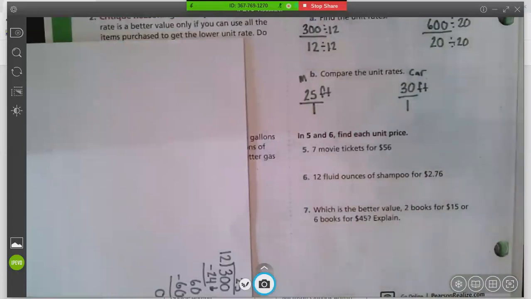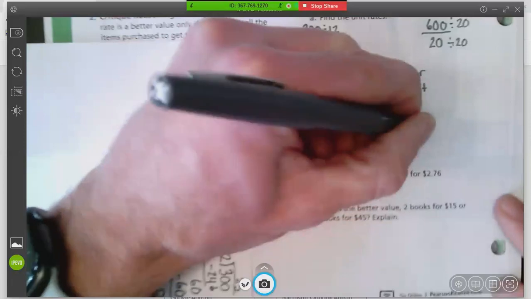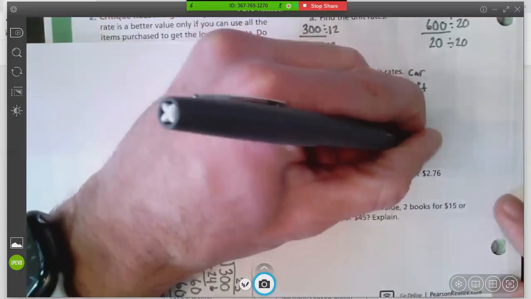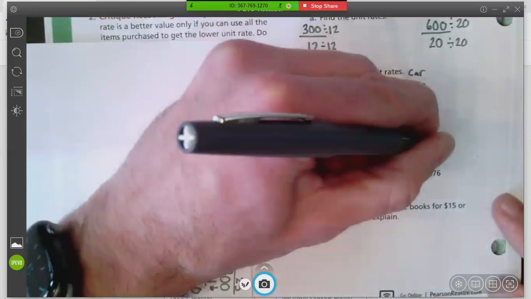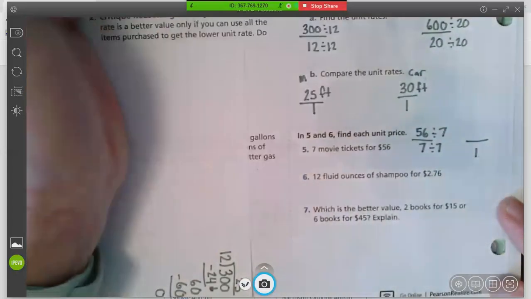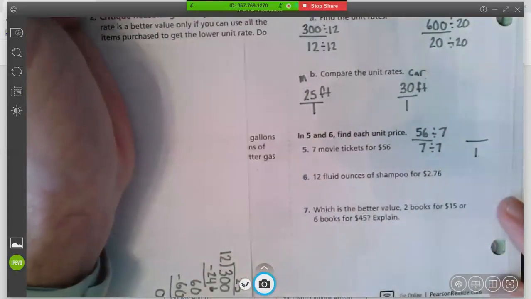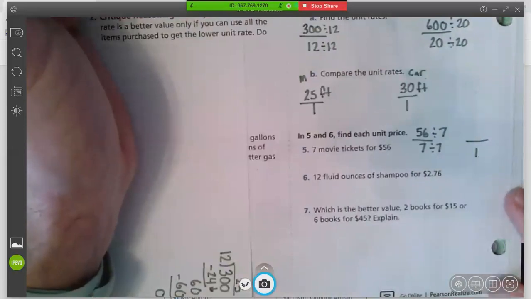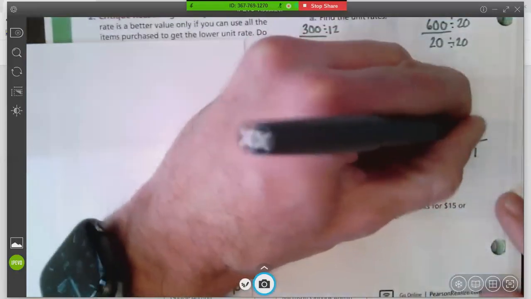If I have 7 movie tickets for $56, how would I set up this ratio to find the unit price? 56 on the top and 7 on the bottom. Yeah, 56 divided by 7, and we're going to divide both sides by 7. How many times does 7 go into 56? 8 times. So 1 ticket is $8.